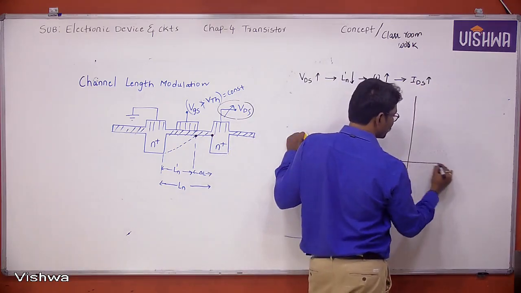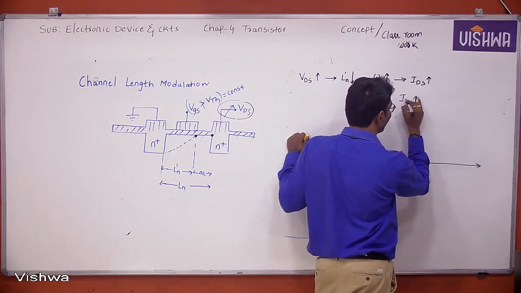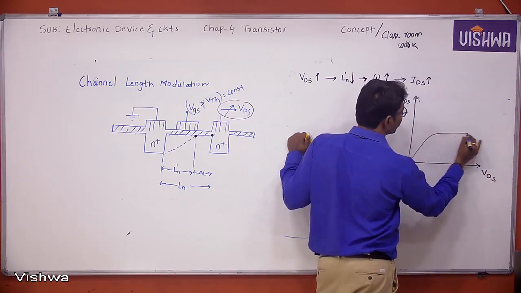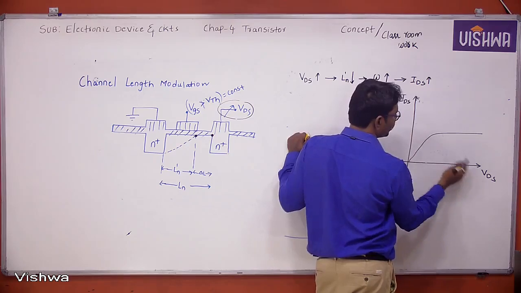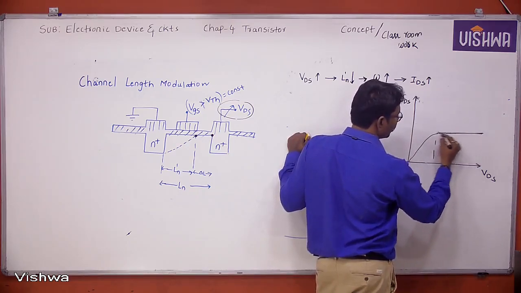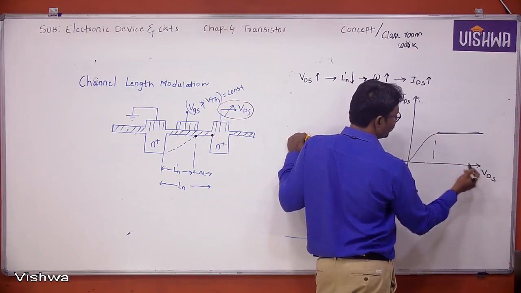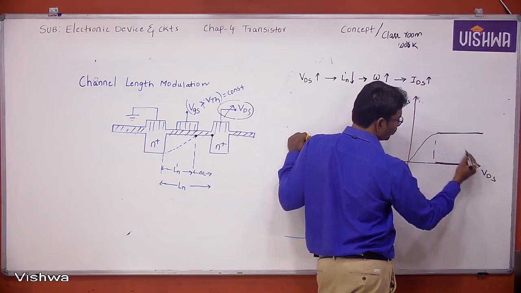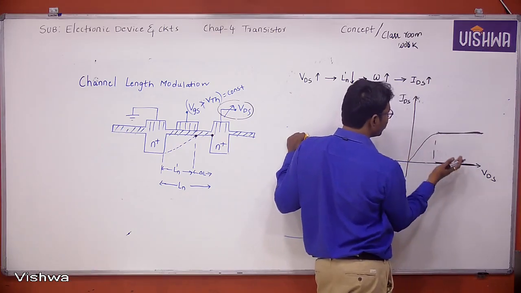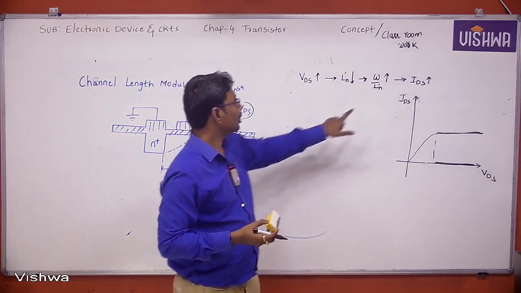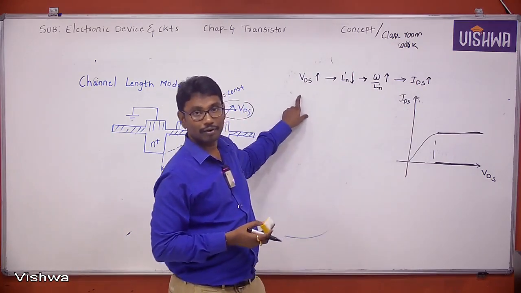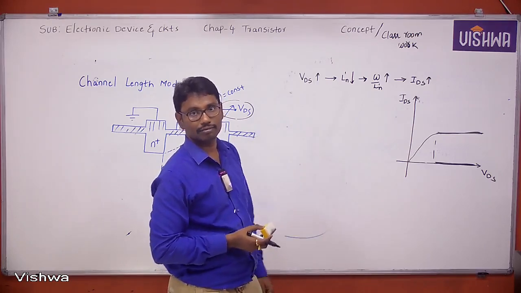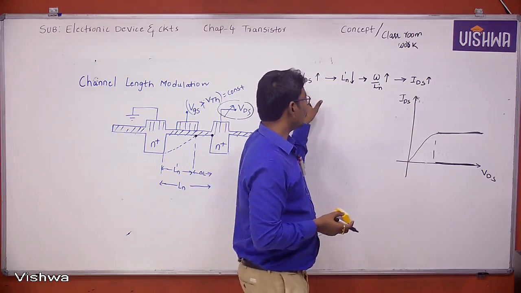Do you observe one thing here? If you see the output characteristics of MOSFET, that is IDS versus VDS, in the saturation region, the current IDS is independent of VDS. When VDS changes, the current is constant, that means independent. But because of channel length modulation, the current IDS depends on VDS. Here, current IDS depends on VDS.